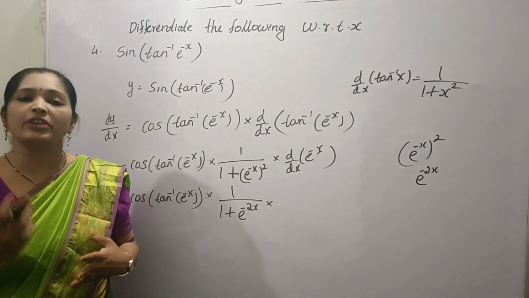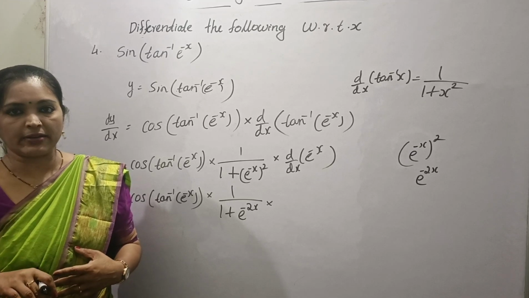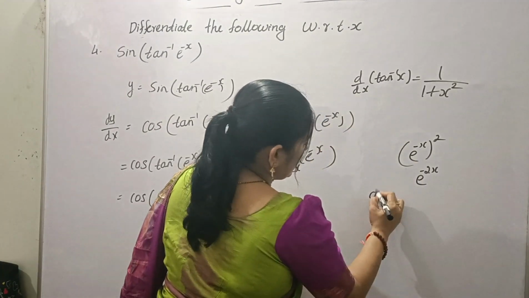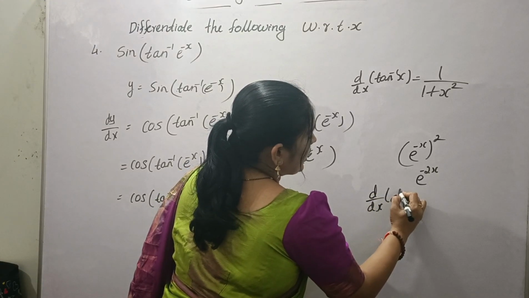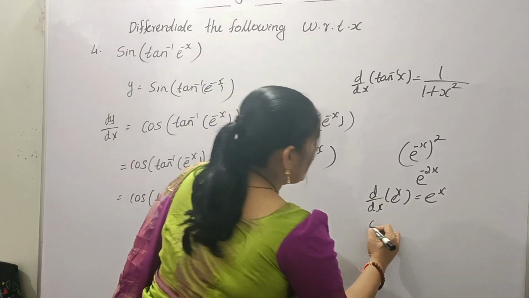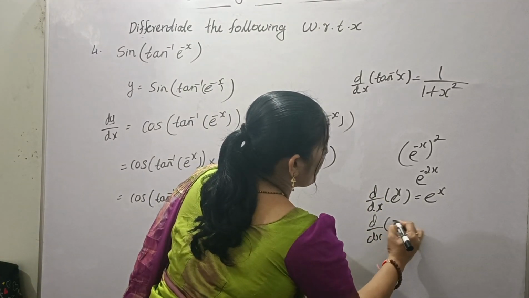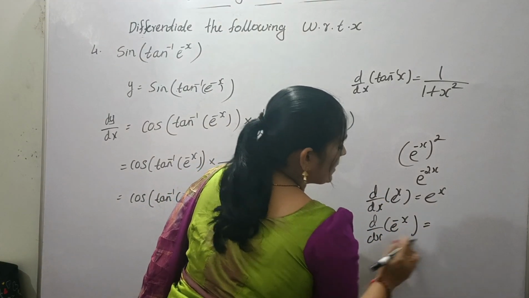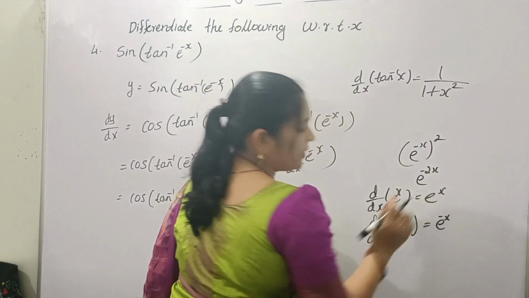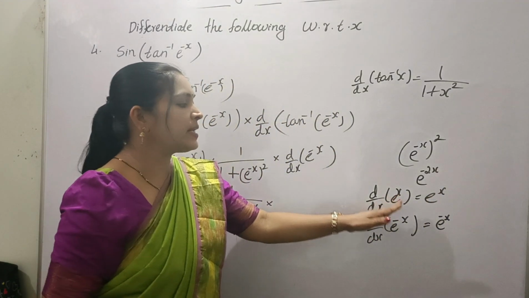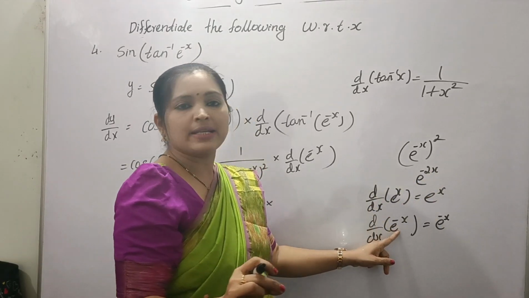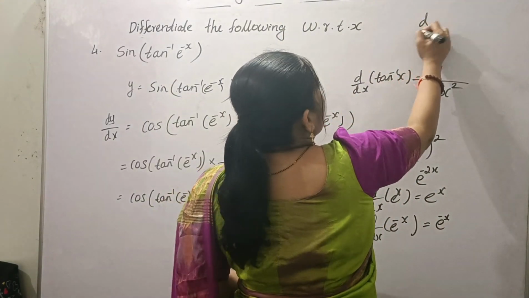What is d by dx of e raised to x? E raised to x itself, right? So what is the derivative of e raised to minus x? See here, d by dx of e raised to x is e raised to x. So d by dx of e raised to minus x is e raised to minus x into derivative of minus x. What is the derivative of minus x?